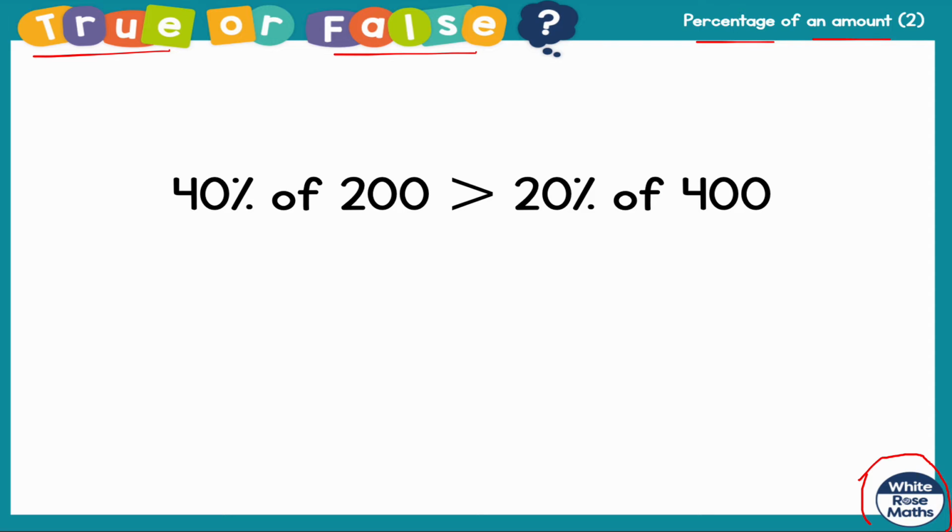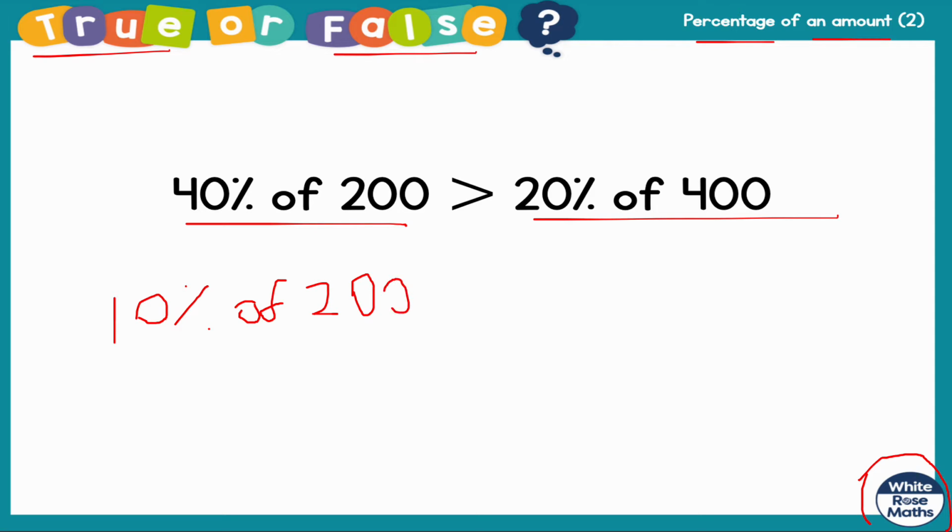So this is the statement, this is the claim. 40% of 200 is greater than 20% of 400. Well, let's work out the left hand side first. So 40% of 200, guys, so I'll work out 10% of 200. Now to work out 10% of any number, you divide it by 10. So 10% of 200 is 200 divided by 10, which is equal to 20, guys. Dividing by 10 means that I take off a 0.